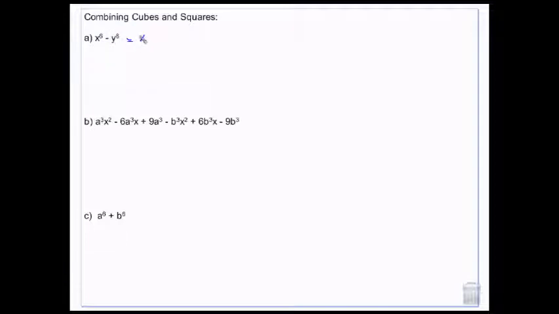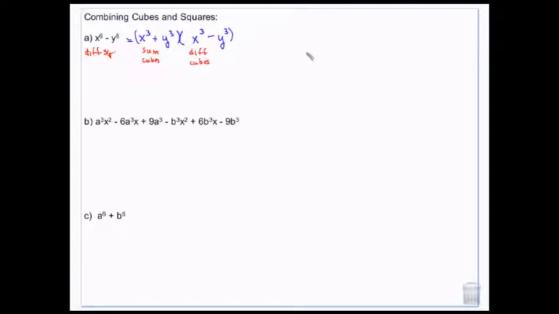So I'm going to take the square root of the first less the square root of the second. And then the square root of the first minus the square root of the second. So my difference of squares has now become a sum of cubes and a difference of cubes. So we had a difference of squares, and now I have a sum of cubes and a difference of cubes.